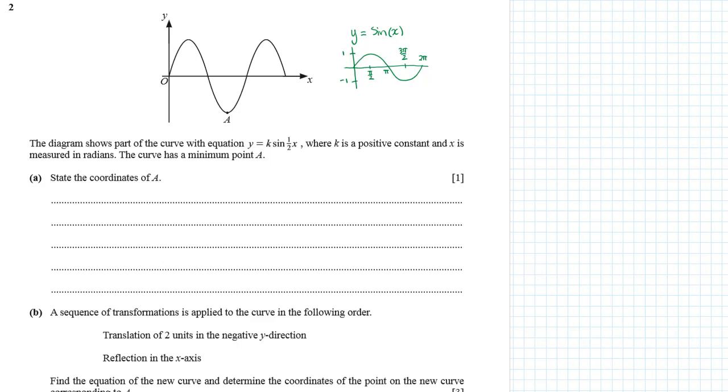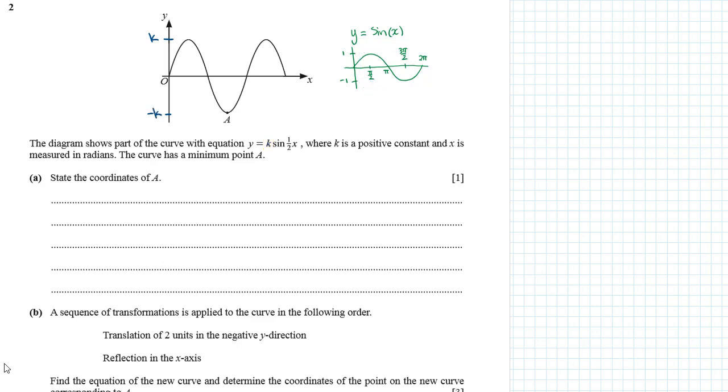So the first thing we hopefully notice is we're multiplying a sine wave by a number k. We don't know what that number is, but it's a number, k. And what that does is it expands the wave away from the x-axis. So instead of going to a maximum of 1, it's going to go to a maximum of k. And instead of going to a minimum of -1, it's going to go to a minimum of -k.